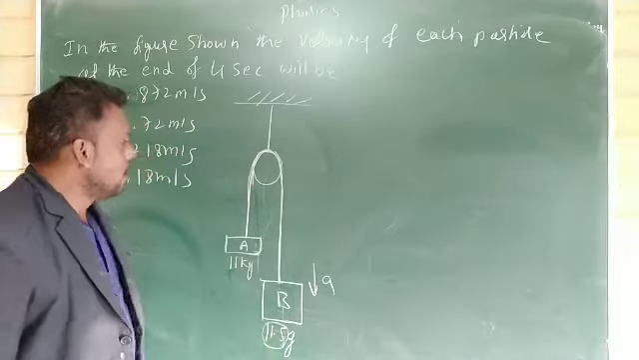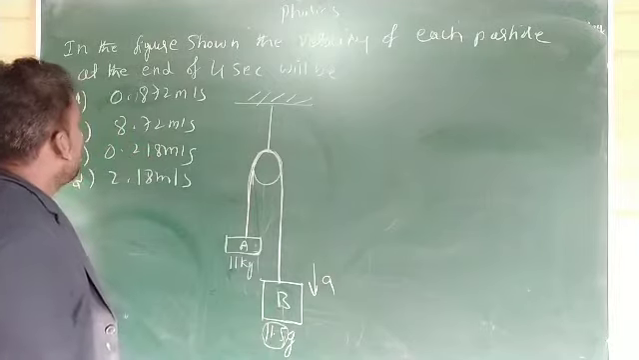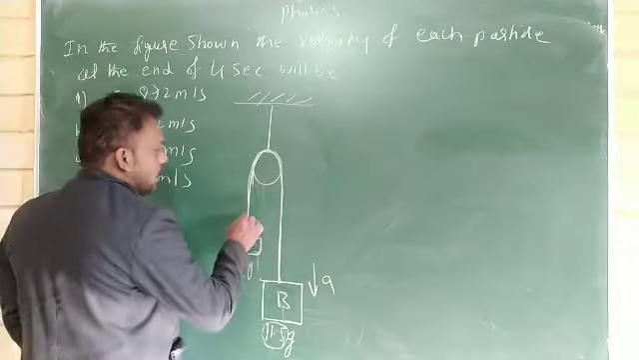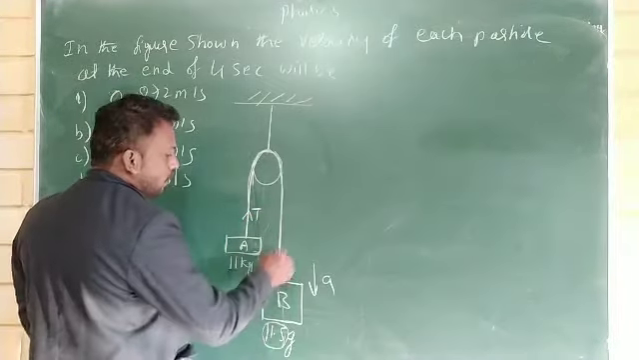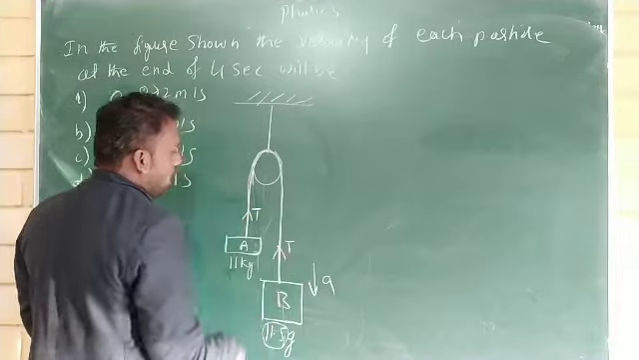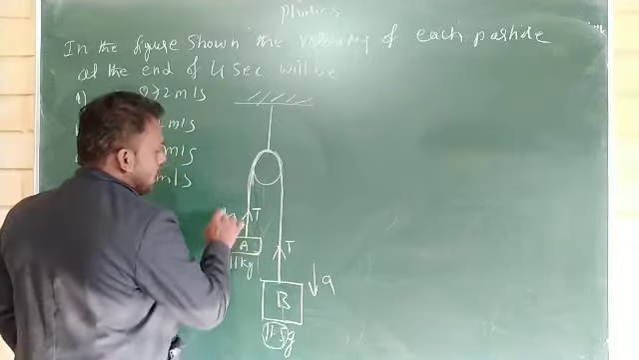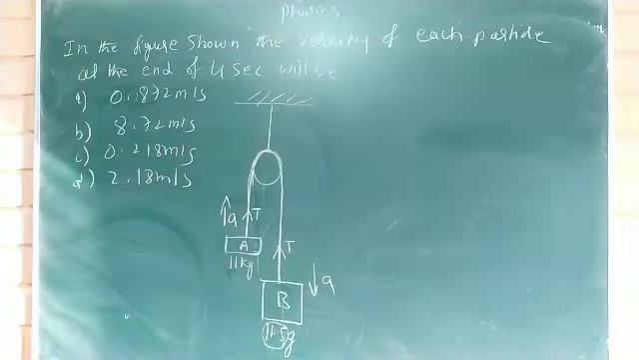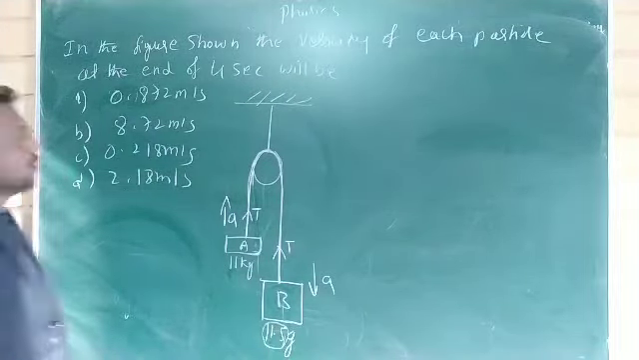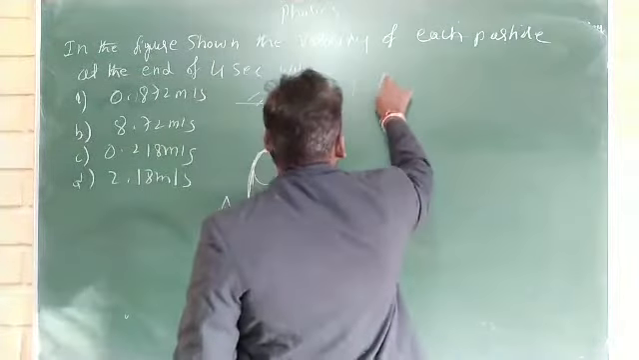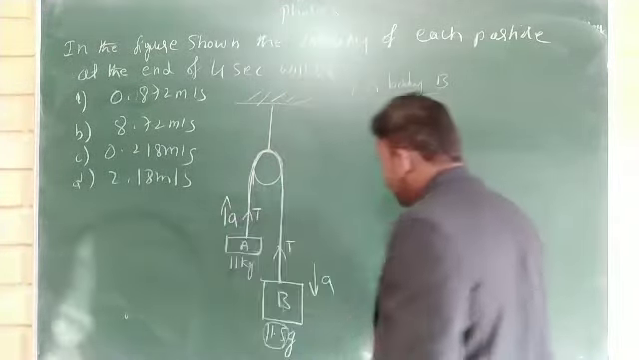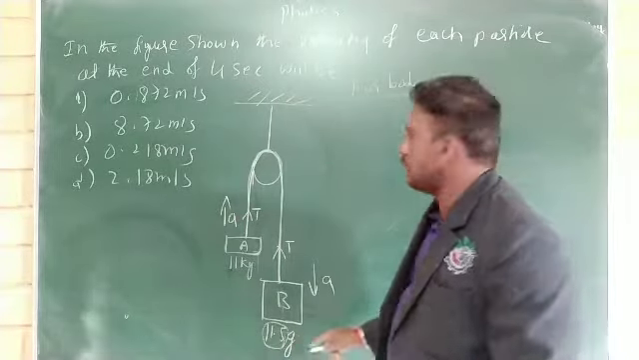Okay, this is the question: find out the velocity of each particle at the end of 4 seconds. Here the tension is acting in the upward direction, and the acceleration of the body is in the upward direction. Now write the free body diagram for body A and body B. For body B, the acceleration direction and weight direction are the same.